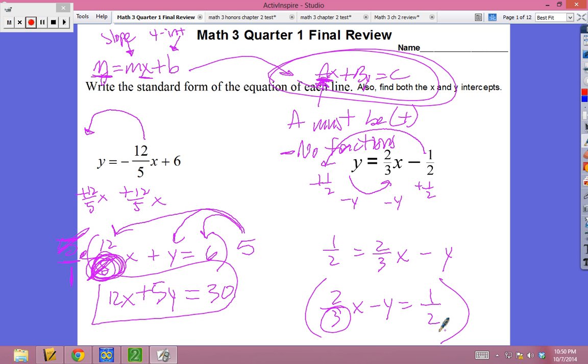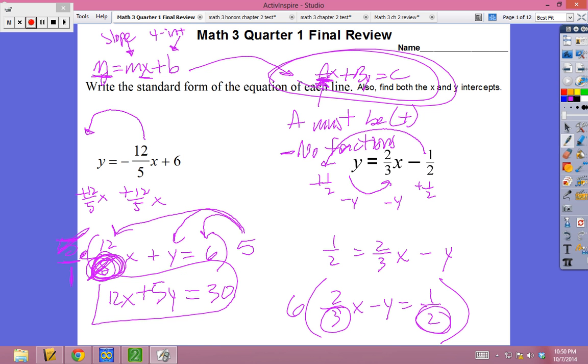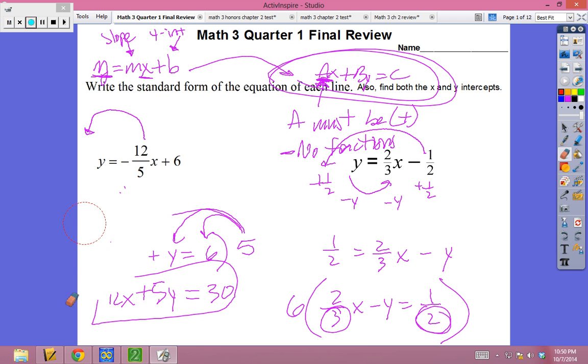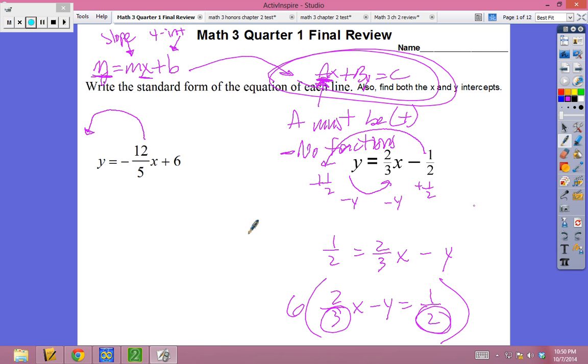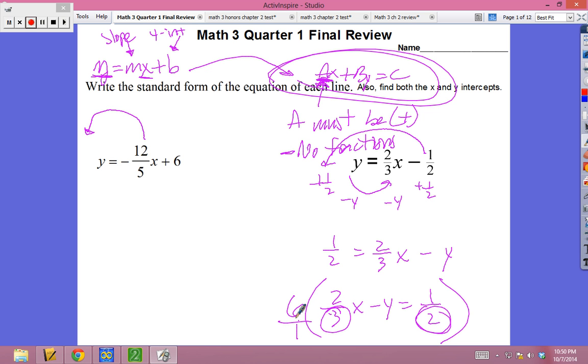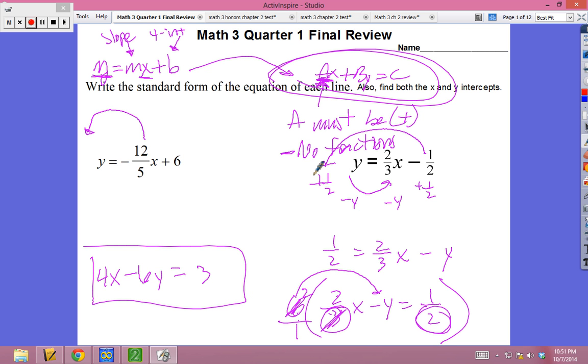So you got to look at both of these together, 3 and 2, and you got to find the LCM, the number that they both go into, which is 6. So you're going to multiply each of them by 6, and if you multiply everything by 6, it will clean out all your fractions. So 2/3 times 6, 6 on top and a 3 on bottom, that's the same thing as 6 divided by 3. 6 divided by 3 is 2, 2 times 2 x's is 4 x's. 6 times a minus y is a minus 6y, and 6 times a half, the same as 6 divided by 2, that's really 3. So there you go. That is your function converted into standard form.